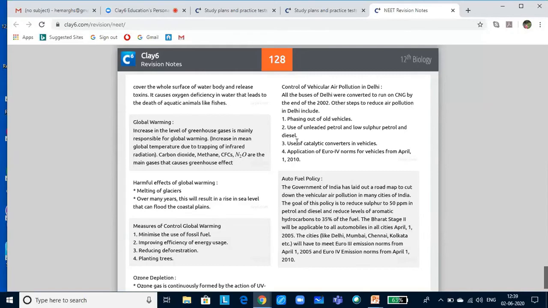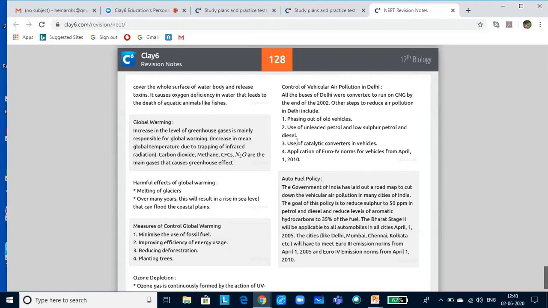Cadmium poisoning is the cause of Itai-itai disease in Japan. That is also called ouch-ouch disease, and it is characterized by bone softening. Excess nitrate binds with hemoglobin and inhibits oxygen transport, and it is known as methemoglobinemia or blue baby syndrome. Skeletal fluorosis is caused by an excess amount of fluoride in drinking water. Now, these are some of the harmful effects of water pollution.